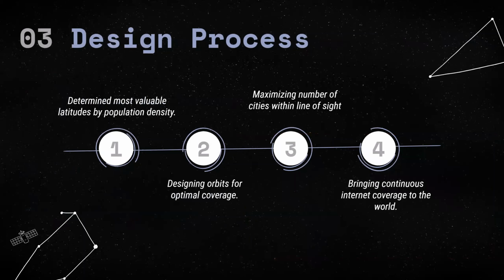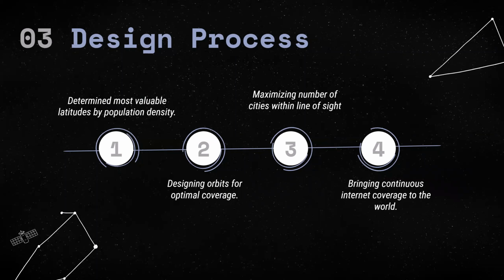So this was quite a complicated process, and so what we wanted to do is simplify the problem before we started designing our constellation. One of the early assumptions and simplifications we made was figuring out what are the most valuable latitudes for our constellation so that we can trim and figure out how to design our orbits. So what we did was we sorted the latitudes from the data we were given and organized them by their population density, and then used that to inform our constellation design.